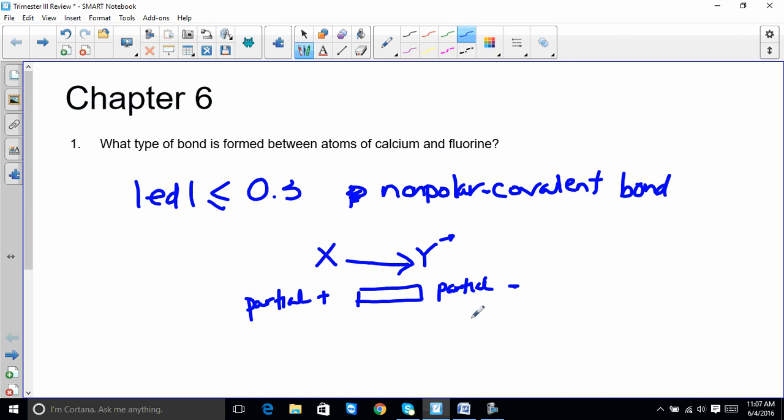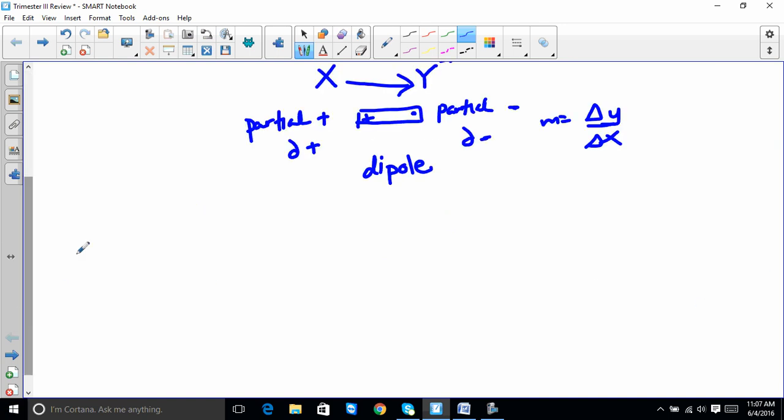In calculus, the symbol for partial is the Greek letter delta. So baby delta. You're used to capital delta for slope, change in y over change in x, but this is a little tiny shift and then a partial positive charge. If it's a small difference in electronegativity, less than 0.3, that doesn't happen. You don't end up with two poles. Dipole: di means two, poles mean a positive side and a negative side, like a bar magnet. That's just a quick explanation of why this matters.